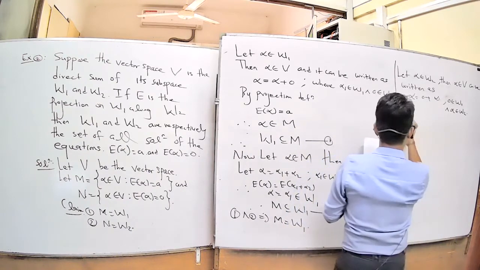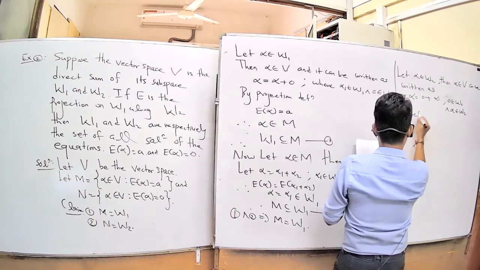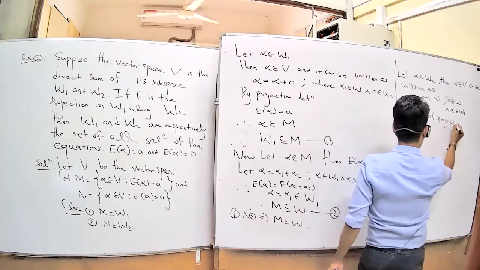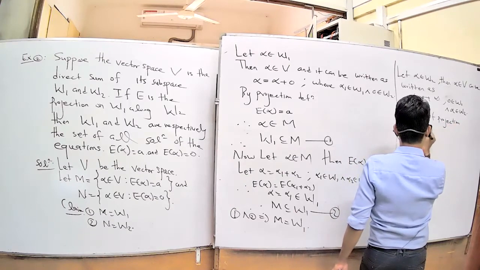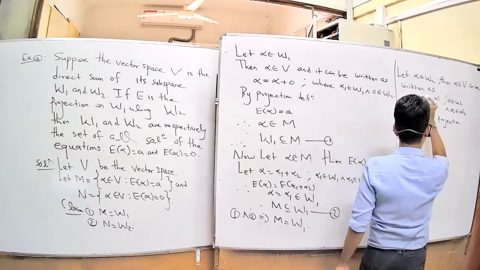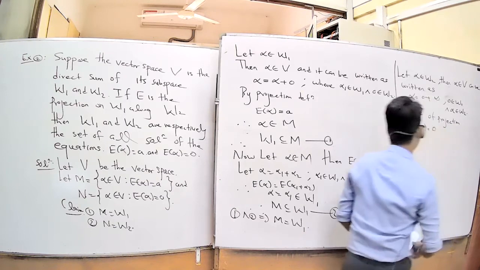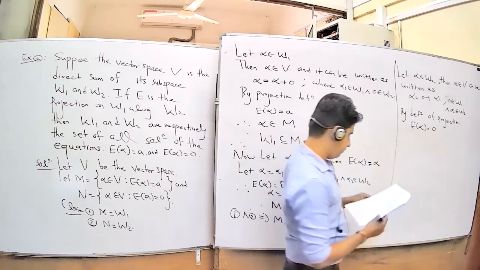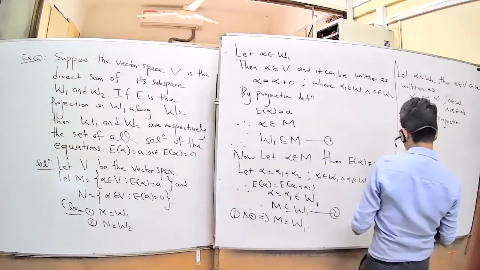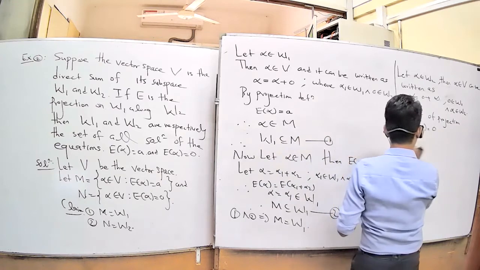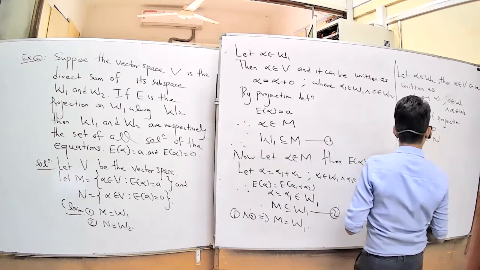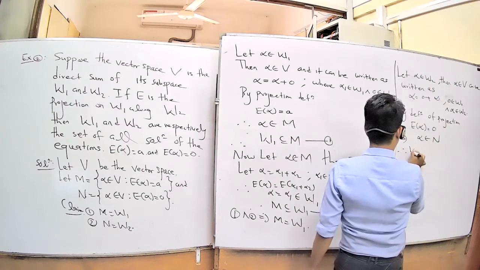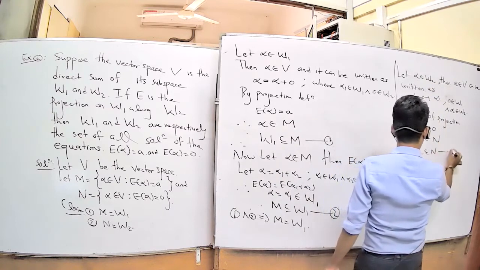By the definition of projection, we have E alpha. Here alpha 1 equals 0 now. Therefore, E alpha equals 0. E alpha equals 0 means this alpha belongs to N. We assumed that alpha belongs to W2 and proved alpha belongs to N, therefore W2 is a subset of N. It is your first condition.